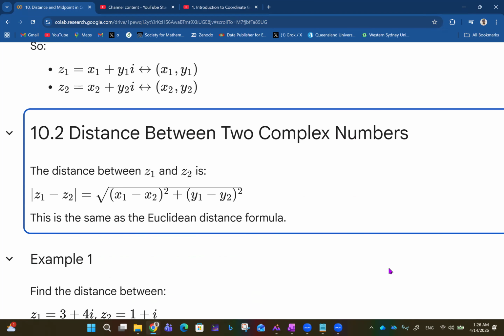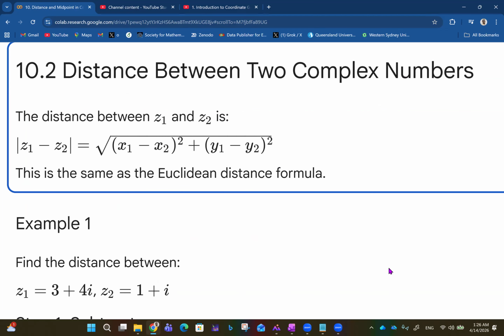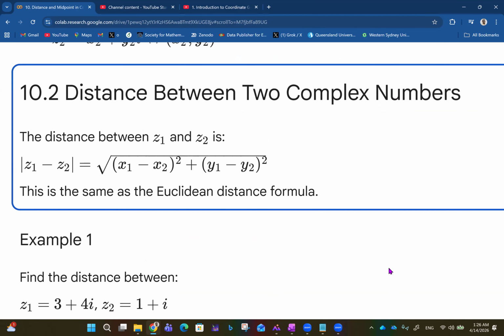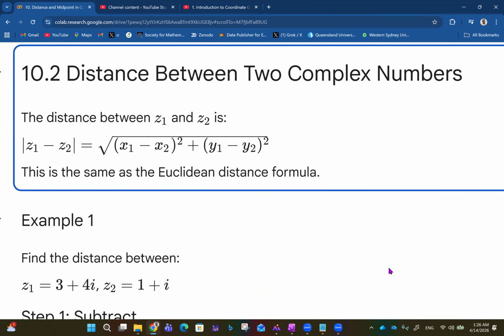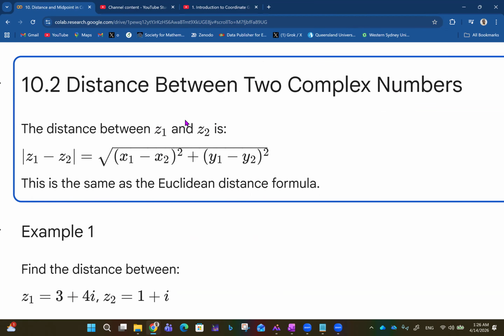So now we talk about the distance between two complex numbers. It also bears close resemblance with what we have in the Cartesian coordinate system. The distance between z1 and z2 is the absolute value of z1 minus z2, which is the square root of (x1 minus x2) squared plus (y1 minus y2) squared. This is the same as the Euclidean distance formula.